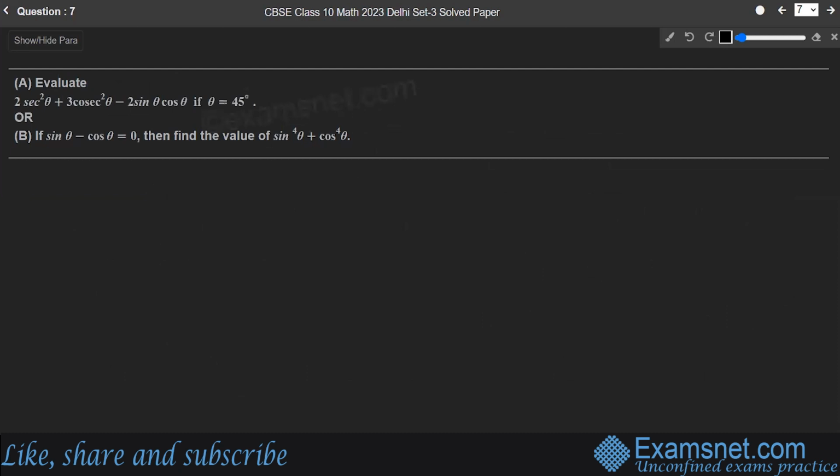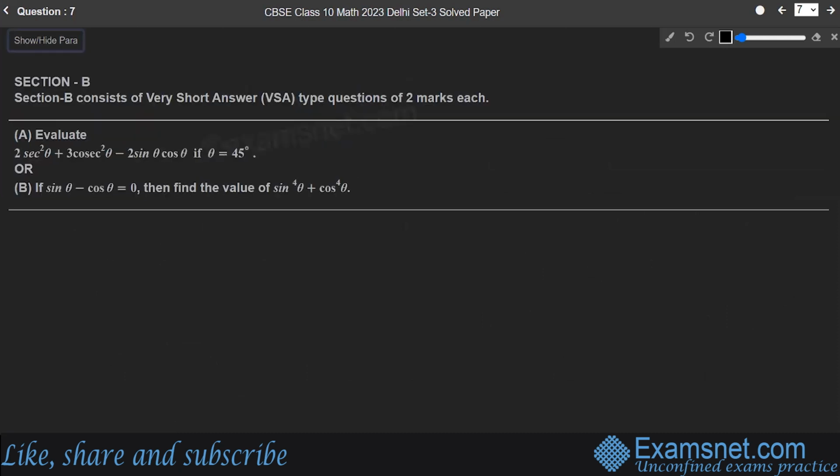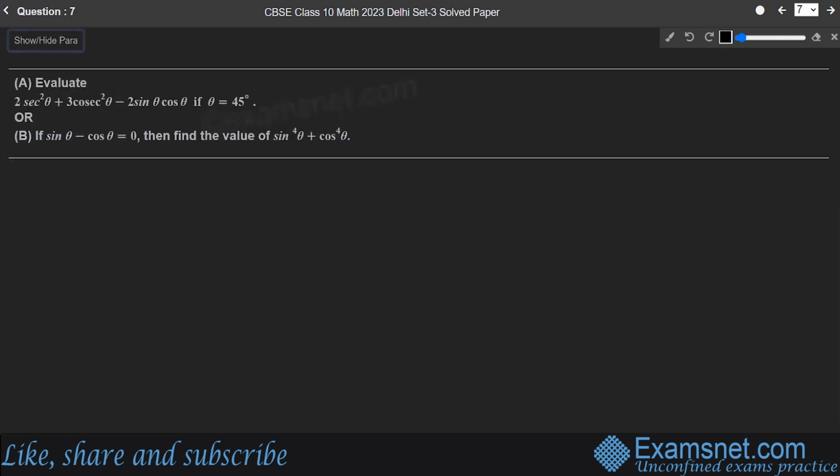Okay, let us have the seventh. This is of section B. We are supposed to evaluate 2 sec square theta plus 3 cosec square theta minus, this is what, if the theta value is given to be 45 degrees. So let us do the A part first. We just have to put theta equal to 45 in the question itself.